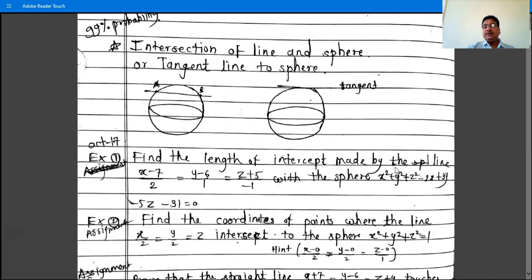Find the length of intercept made by the line with the sphere. Means this line intersects this sphere in 2 points, and that's why we have to find the coordinates of those 2 points, and then the length of intercept made by the line means the distance between A and B. That is the length of the intercept made by the line with the sphere.